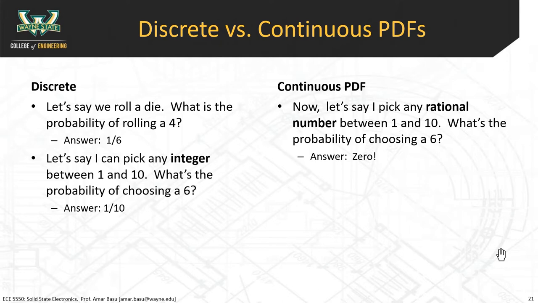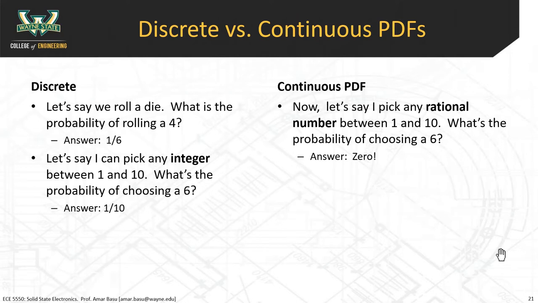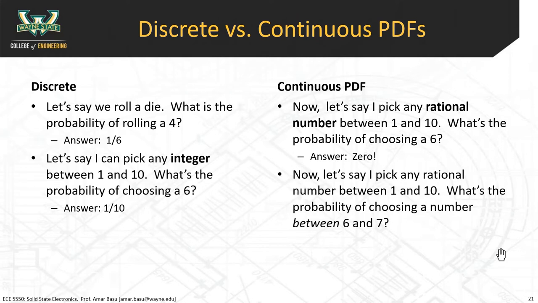But let me ask another question here. This is a case where we have a zero probability. Now, how do we get a non-zero probability? We say something like this instead. Let's say I pick any rational number between 1 and 10. What's the probability of choosing a number between 6 and 7? So that's the difference. Instead of asking for the probability of choosing 6, we ask for the probability of choosing a number between 6 and 7. It's big, but still we can limit it between 6 and 7.